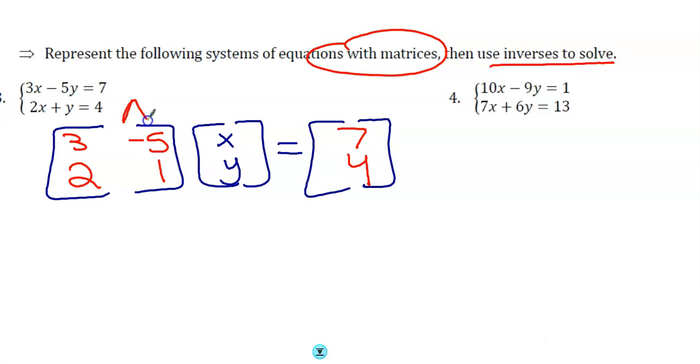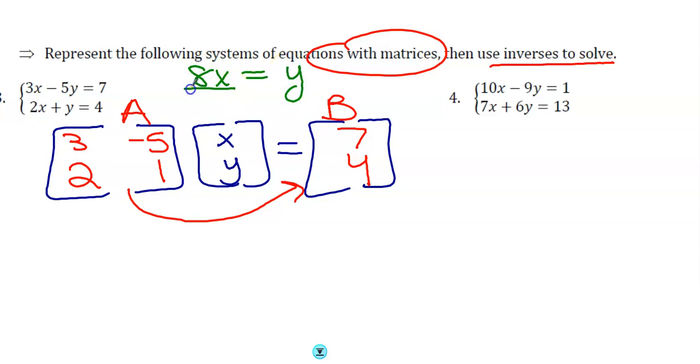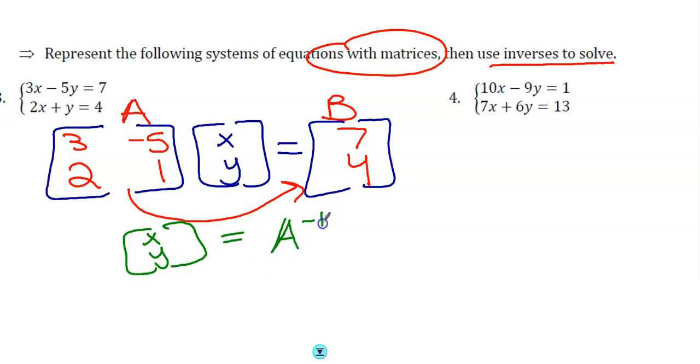Okay, so again, I like to label this A and I label this B because I want to move the A to the other side. Think about if I had 8x equals y and I wanted to get the x by itself, I would divide both sides by 8. But in a matrix, how do I actually do that? I'm doing the inverse. So again, xy equals A to the -1, again, times the B.